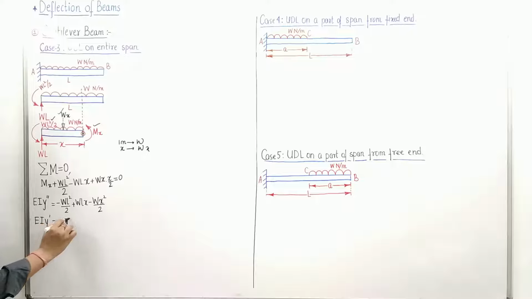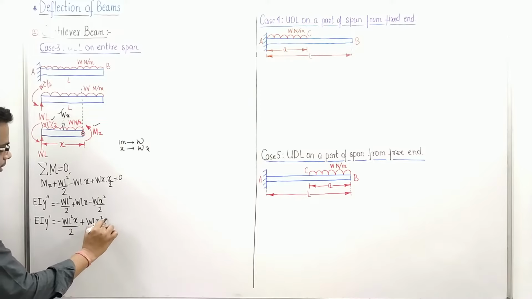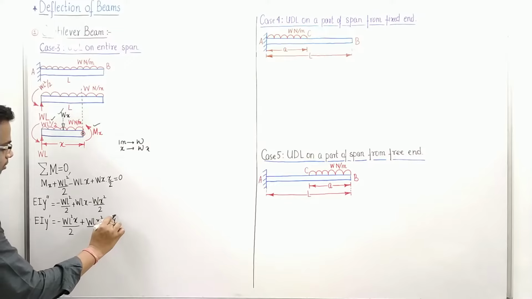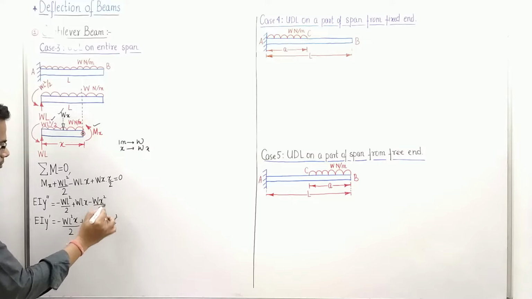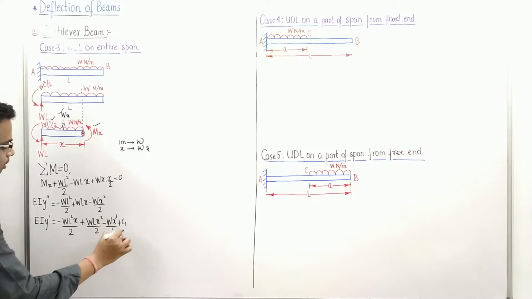EI y dash is equal to minus WL square x, and that's it. Okay, and x has been introduced here. Plus there is already an x, so this will become x square by 2, minus w x cube. X square becomes x cube by 3, 3 multiplied by 2 becomes 6, and plus again there is a constant.